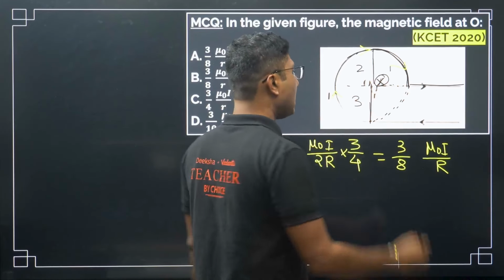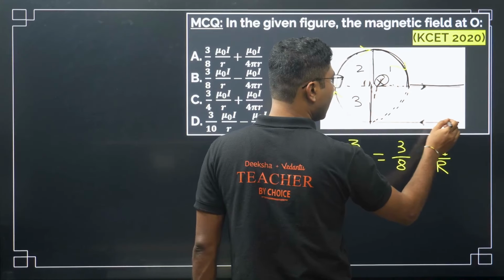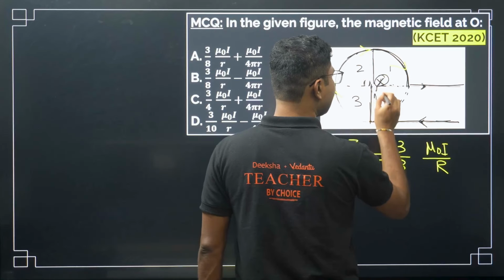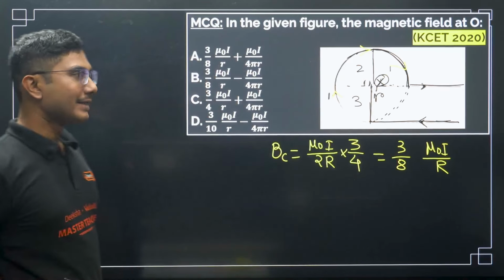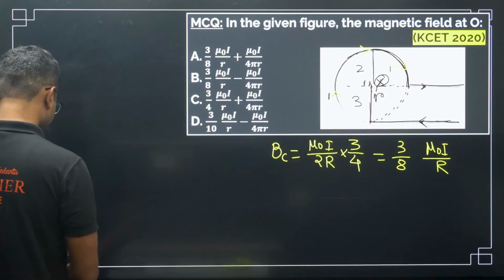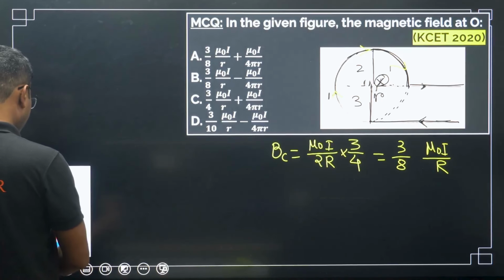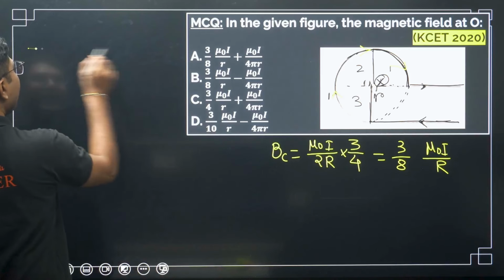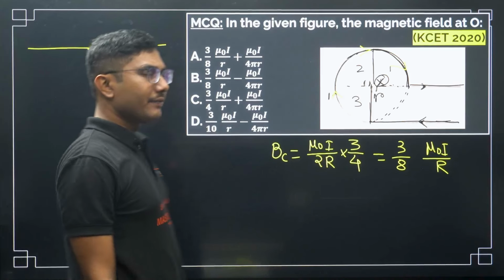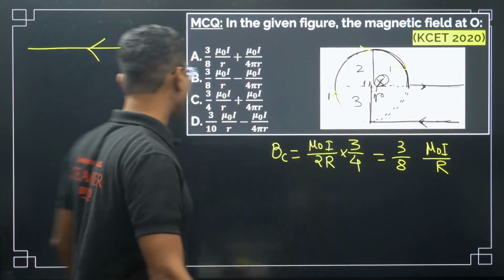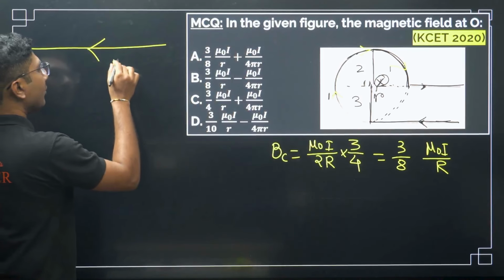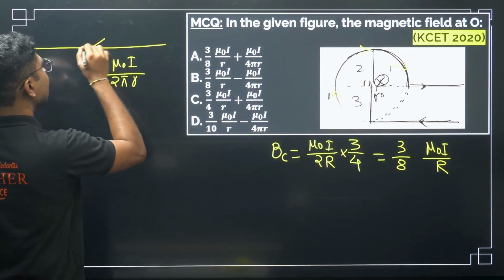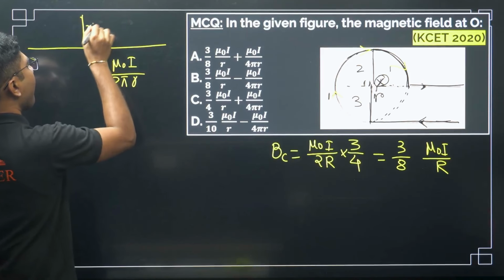This wire, however, is not passing directly through the center. It is at a distance r, okay? So what will be the magnetic field due to this wire? The magnetic field due to an infinite current carrying wire is given by mu naught I by 2 pi r at a distance r, right?